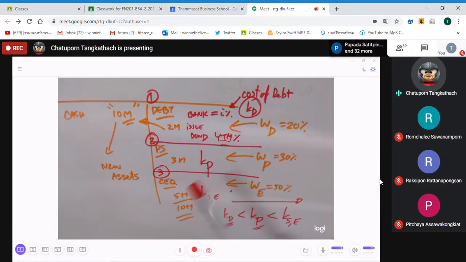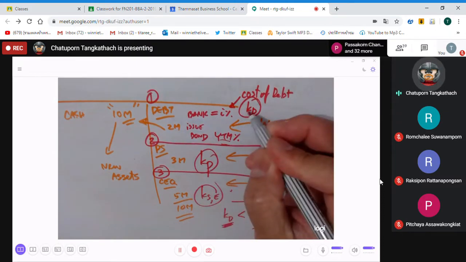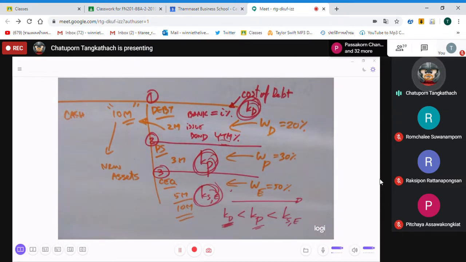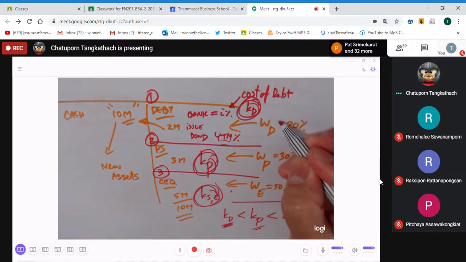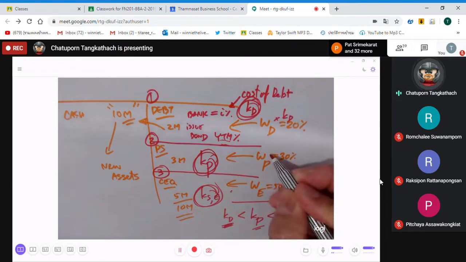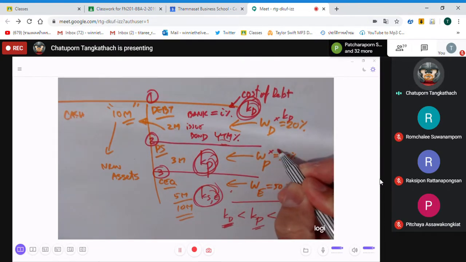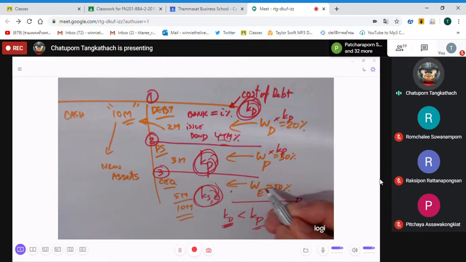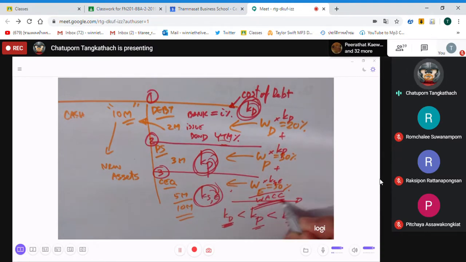Okay, how can we simply take the three of them and reduce them to just one single number? Okay, so we use the weight of debt multiplied by cost of debt. We use the weight of preferred share multiplied by cost of preferred share. We use the weight of equity multiplied by cost of equity, and we sum them up. So we get one number called weighted average cost of capital like this.